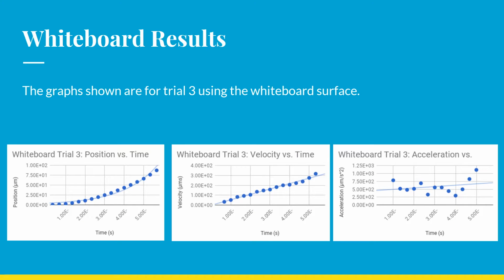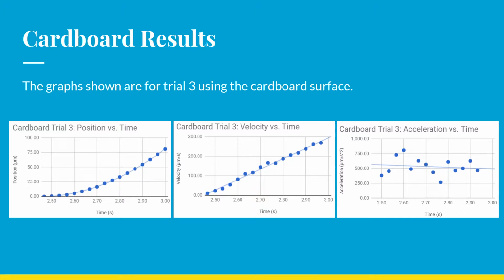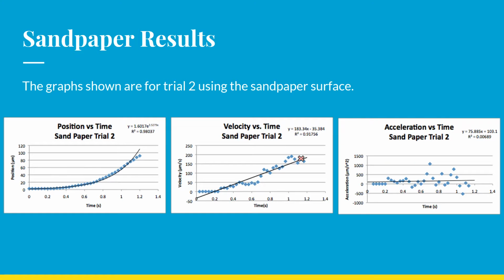These are the graphs showing the results for the whiteboard trial 3. The graphs shown here are for trial 3 using the cardboard surface. These are the graphs for trial 2 of the sandpaper surface.